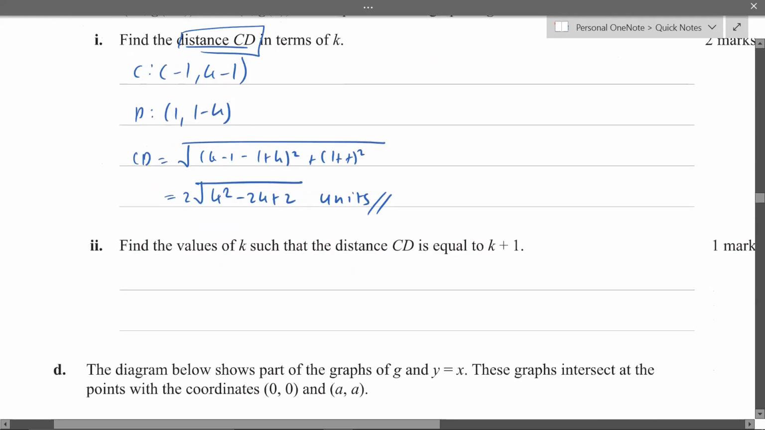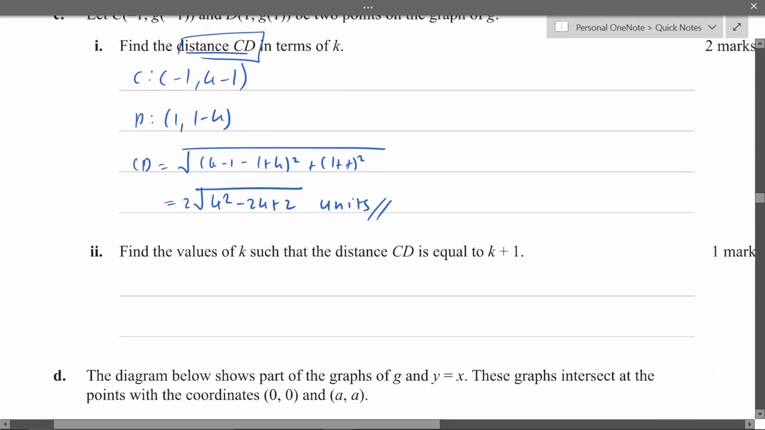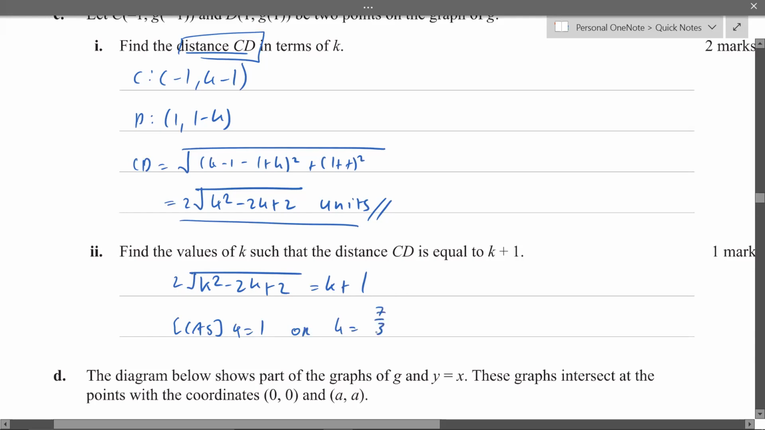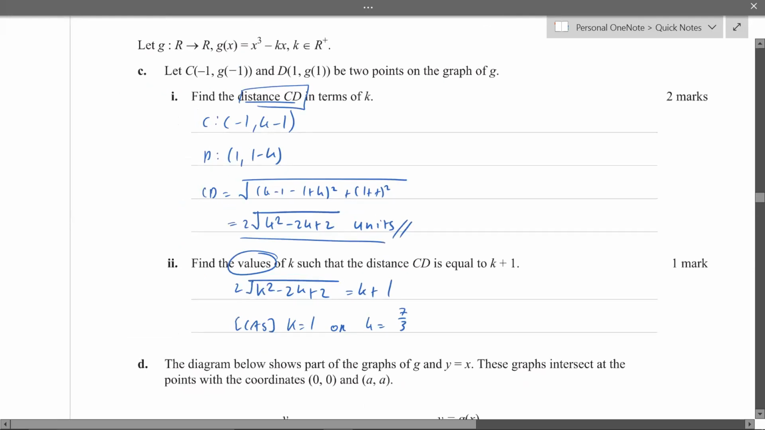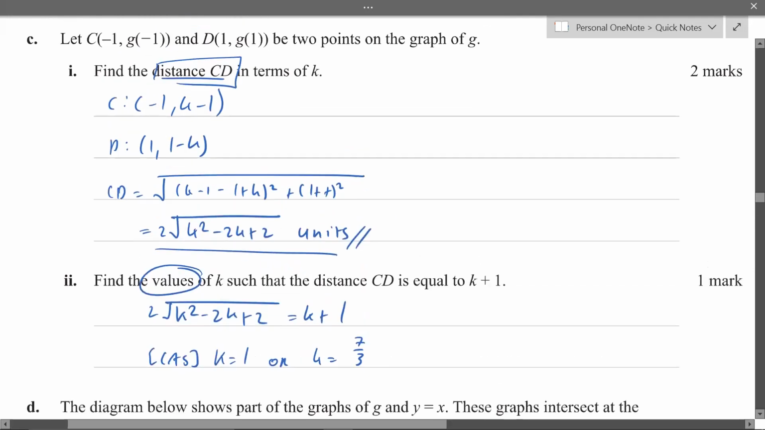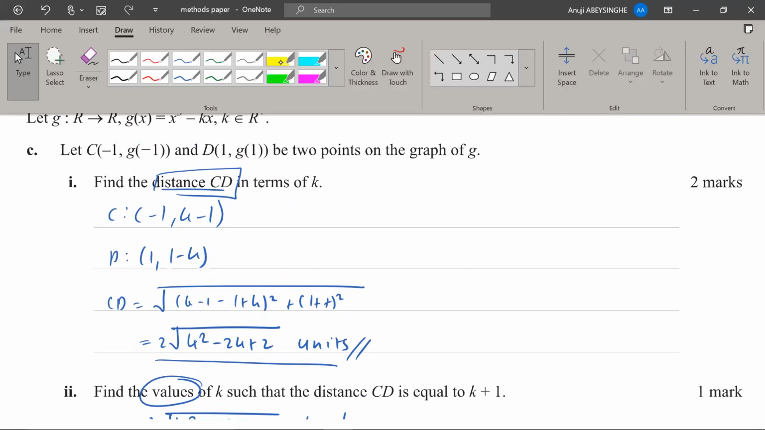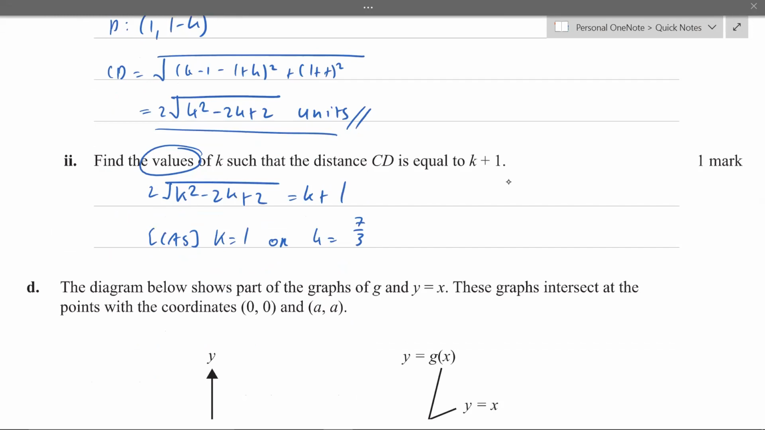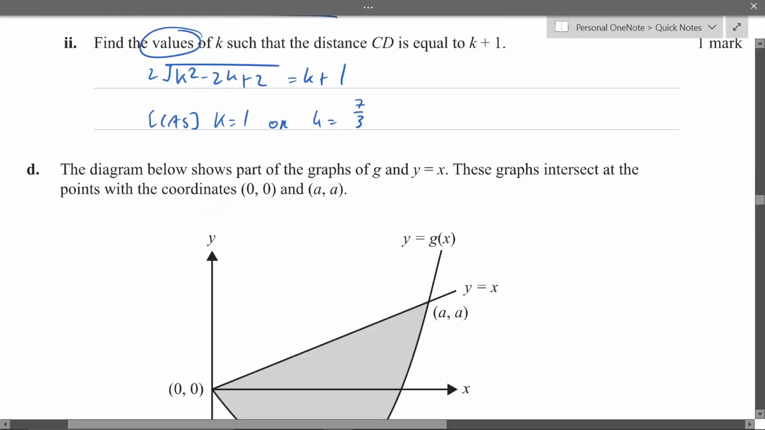Find the value of K such that the distance CD is equal to K plus 1. You can just let this equal K plus 1. Your CAS will give you K is equal to 1 or K is 7 on 3. Usually you would check the restrictions on K, whether they both fit. But in this case, it's asking you for values, so you know that both your values will work. But again, just be careful. Here K is an element of the positive reals, but that doesn't knock out any of your answers, so it's all fine.